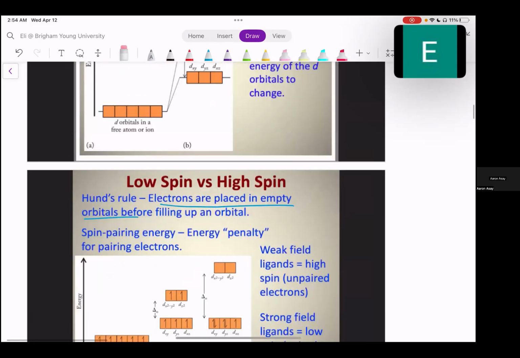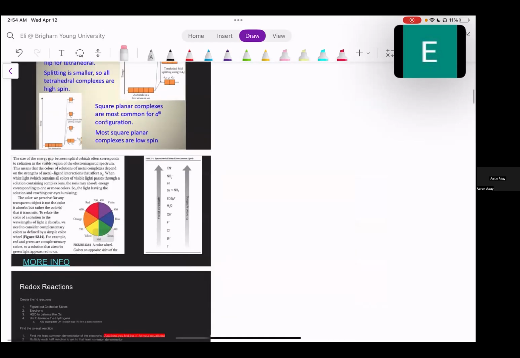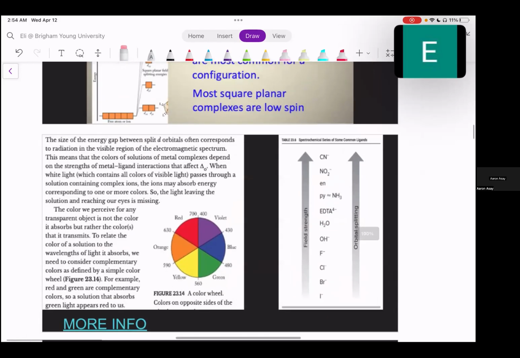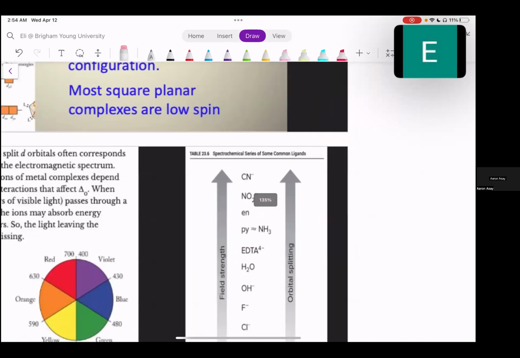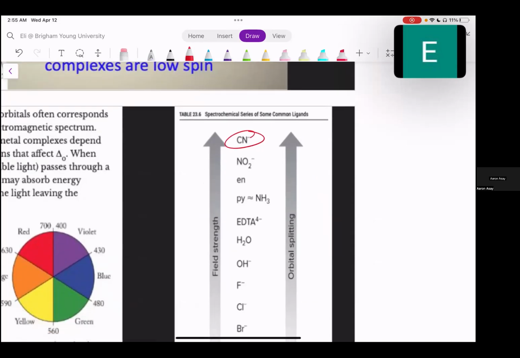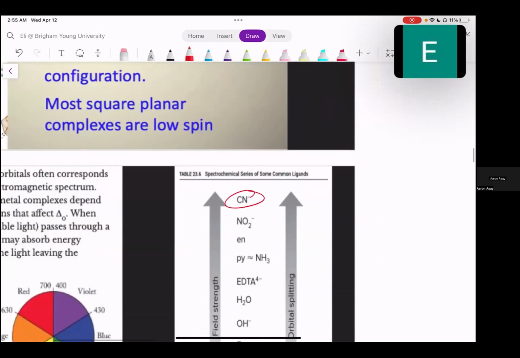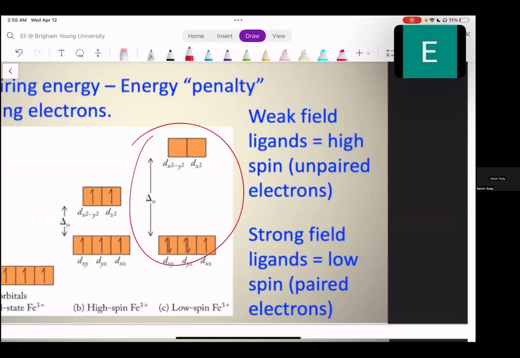All right, cool. So as I stated before, electron configurations are responsible for magnetic properties and optical properties. So let's first talk about these optical properties, right? That has to do with light. This right here is a ranking of our ligand strength. So cyanide up here as a ligand has a super high field strength and a super high orbital splitting. Relating that back to what we already talked about, it's going to be one of these, okay?